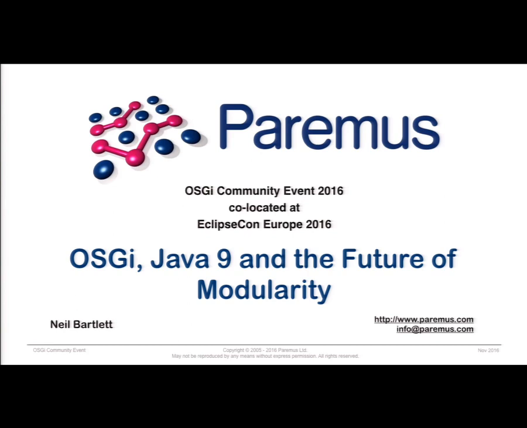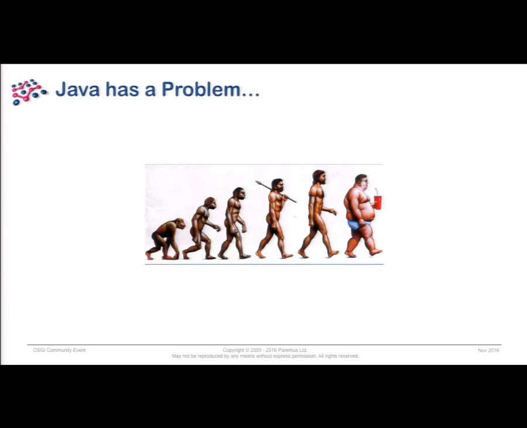So my name's Neil. I'm going to be talking about OSGi, Java 9, and the future of modularity on the Java platform. So let's talk about Java first of all. Java has a problem. Java is getting larger. It's been getting larger since its first release, and at this stage it's actually quite overweight. So Java needs to go on a diet.